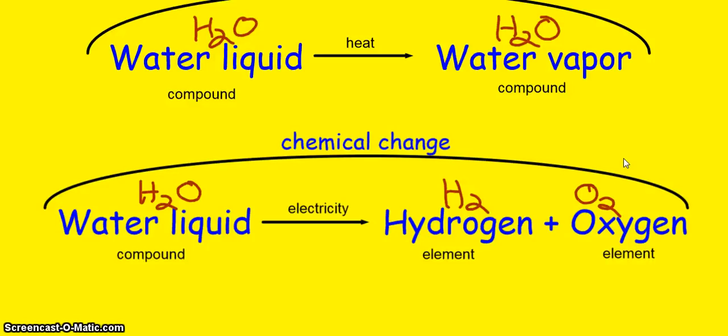As we consider the different types of compounds we work with, there is a distinct difference between state changes, which are physical, and chemical changes, which involve changing the chemical makeup of the matter.